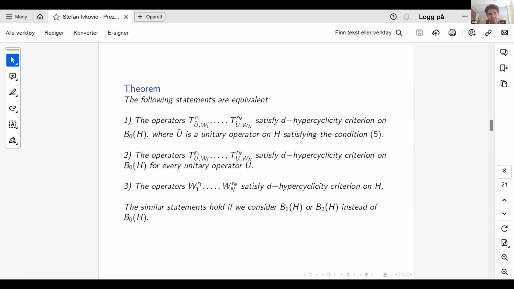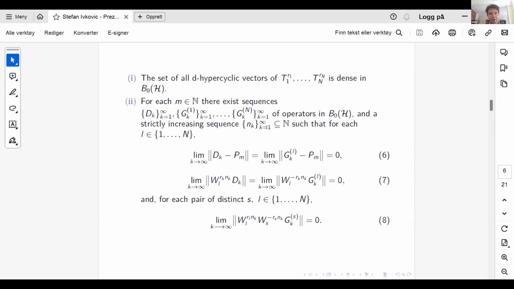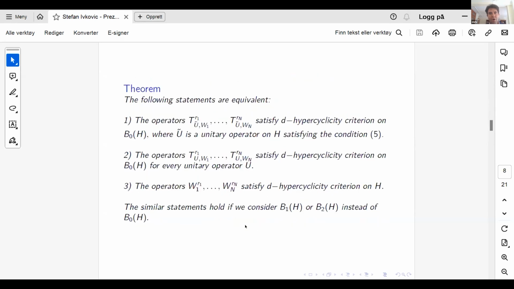Because what you do to prove that 2 implies 3 is take this special unitary operator, and for this unitary operator, you turn back to these conditions. You prove that if you have such a unitary operator under consideration, then these conditions should hold. However, one can prove that these conditions are so strong that they are actually equivalent to the hypercyclicity criterion for these operators on H.